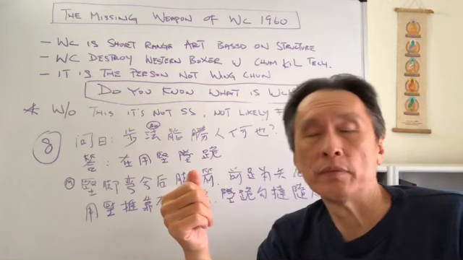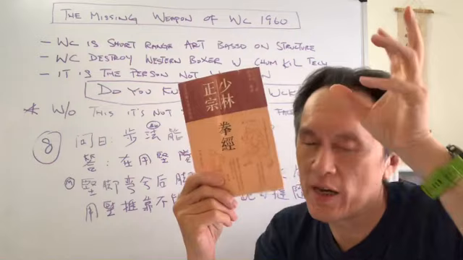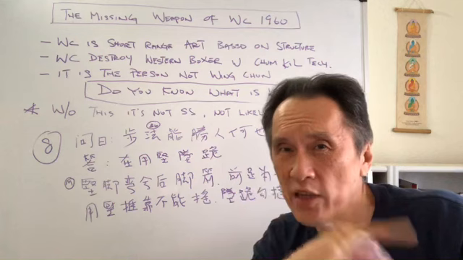So, I'm not just saying this, okay? This is all in this book. If you read it carefully, there are three versions of this, as I said. You read everything, that's what he tells you. Okay?